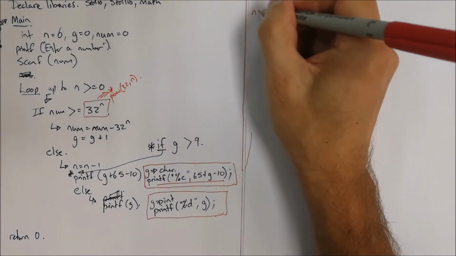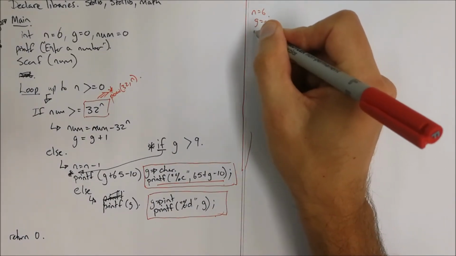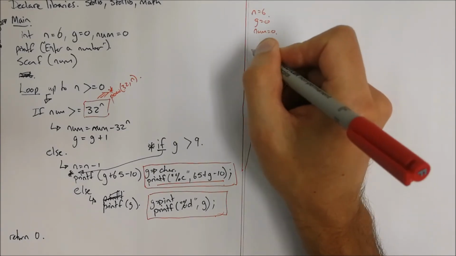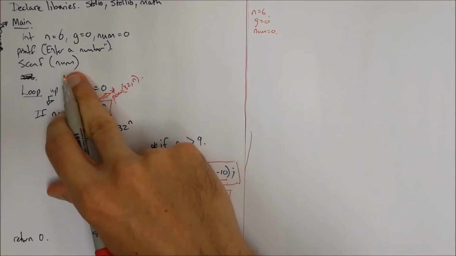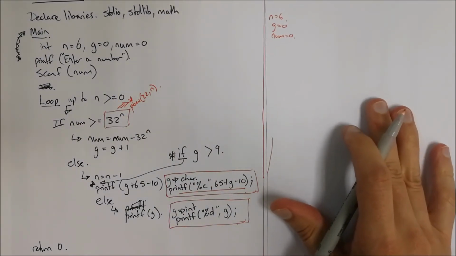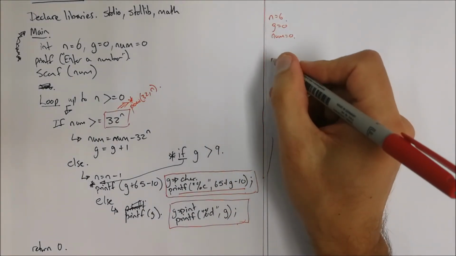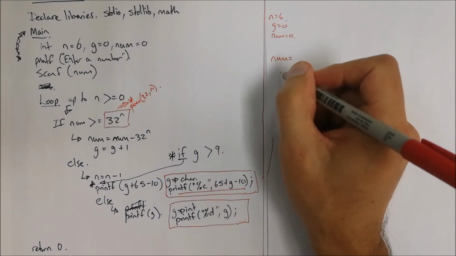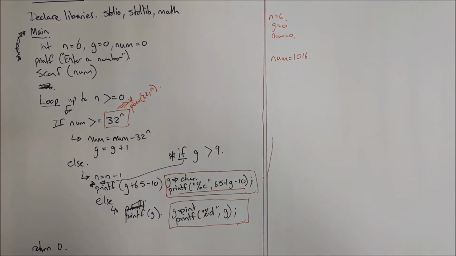So what I normally say is, okay, we know that n is equal to 6, we've declared it over there, we know that g is equal to 0, and we know num is equal to 0. We ask the user to enter a number. Now it's got to scanf a number, so a new number has been entered. That's going to override this num value, so we now know that num is equal to 1016, as we did in our specific example.